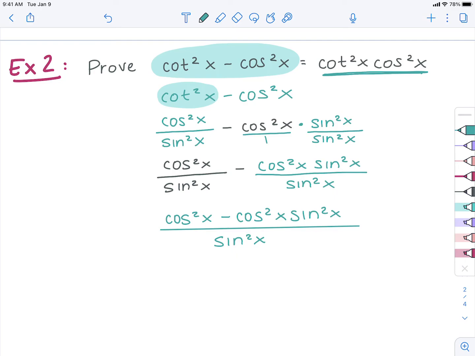So now that I have one fraction, I need to start simplifying. I notice that I have a cosine in the first term in the numerator and I have a cosine in the second term in the numerator. So I'm going to factor it out. Actually, I have a cosine squared, so I can factor out cosine squared, which leaves me with 1 minus sine squared x, all over sine squared x.